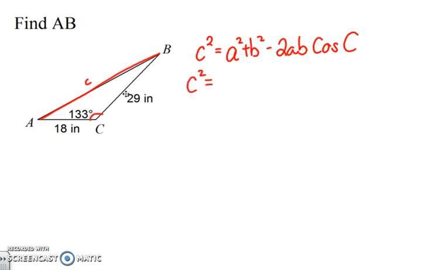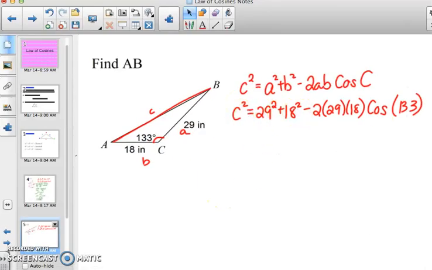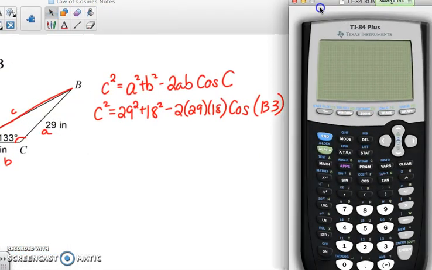So I'm going to start with little a, which is 29. So 29 squared plus my little b, which is 18 squared, minus 2 times 29 times 18, all times the cosine of 133. Now what's nice is I can just type this all in the calculator because this right side is just a bunch of numbers. So let's do that together.